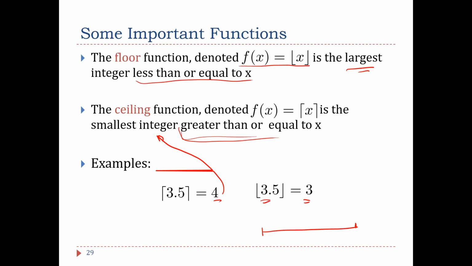So if you have a certain integer n and n plus 1, x would be somewhere in between. In this case, this is equal to the floor of x, and n plus 1 would be equal to the ceiling of x.